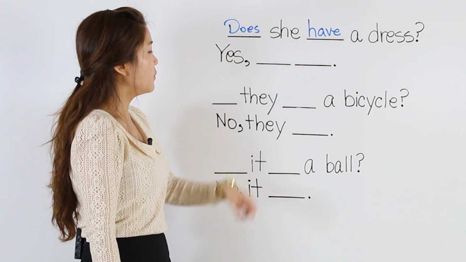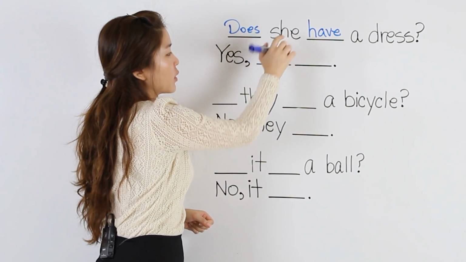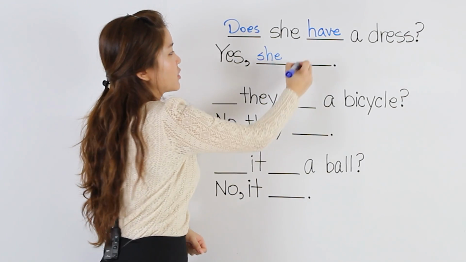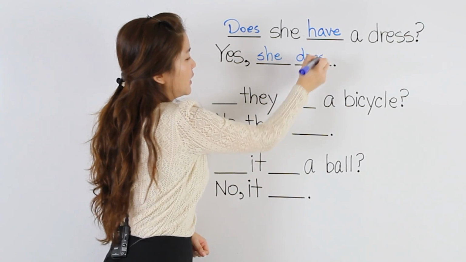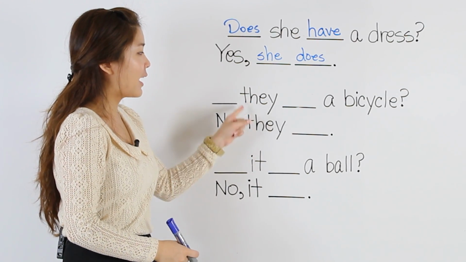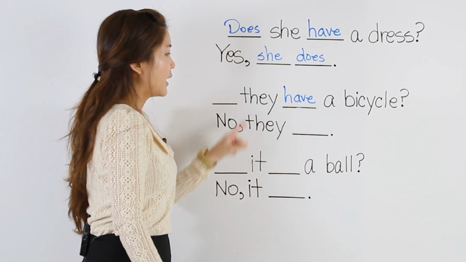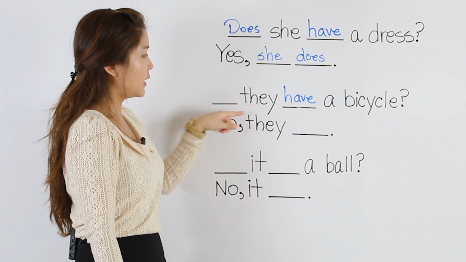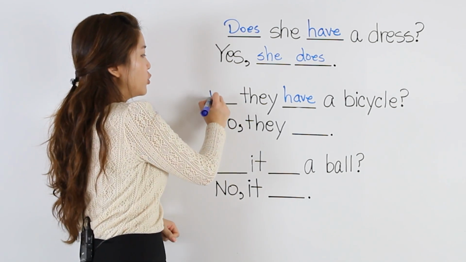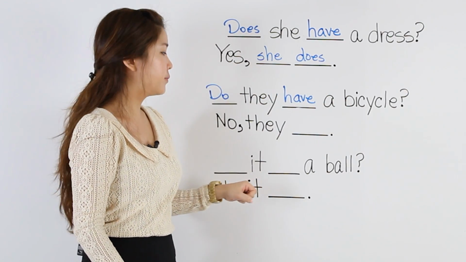When we answer yes, what do we put here? Remember, we put the pronoun she. And the answer does. Yes, she does. The next one, we have they. Okay, have is again the same. Have a bicycle. Okay, what goes in the front? For they, we use do. Do they have a bicycle?